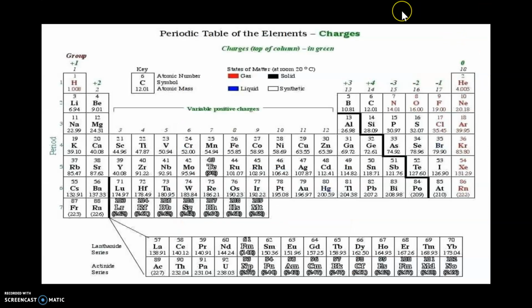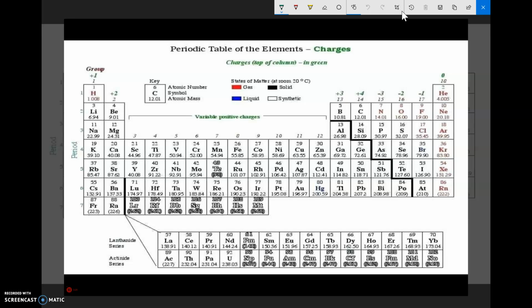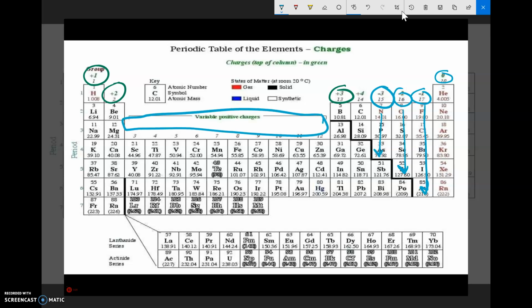So let's go ahead and review what we know about the periodic table. Please remember your charges. If it's group 1, plus 1 charge, group 2, plus 2 charge, plus 3 is group 13. This is because these are metals, and metals want to lose electrons to become more stable. That's why they have positive charges. Then we have some negative charges, and that's with the nonmetals, because nonmetals want to gain. So group 15, negative 3 down to here, negative 2, negative 1, and then of course our noble gases are just a 0.